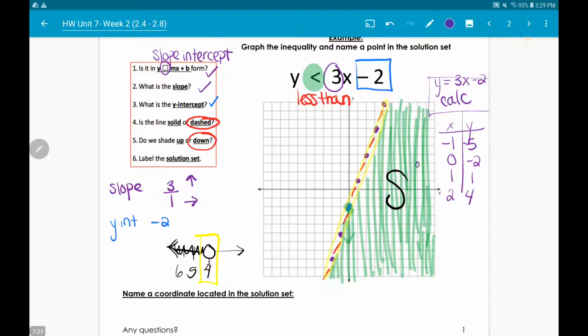So I'm going to pick this coordinate. It's random. That coordinate is (8, 3), so that is considered a solution. Why don't you go ahead and name another solution? Good.